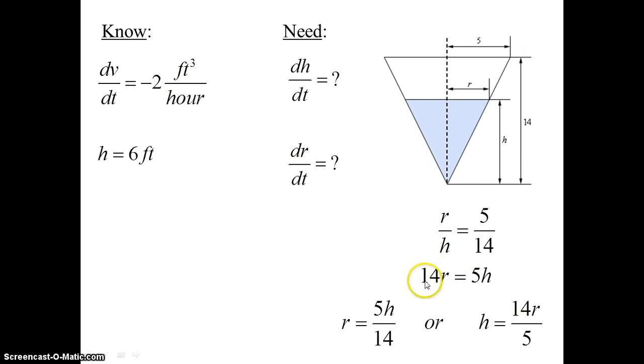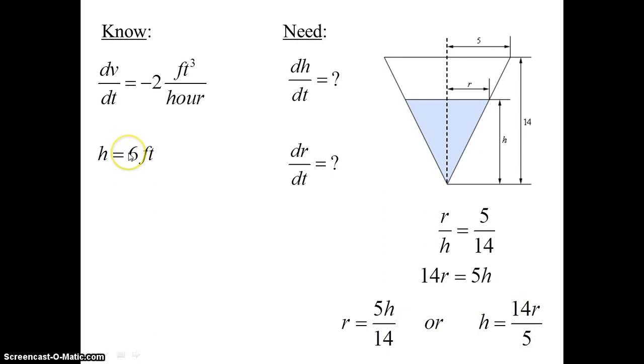The first equation, to isolate r in terms of h, quite simply, all you do is divide both sides by 14, and you'll get r equals 5h over 14. And to solve for h in terms of r, you just divide both sides by 5, and you get h equals 14r over 5.